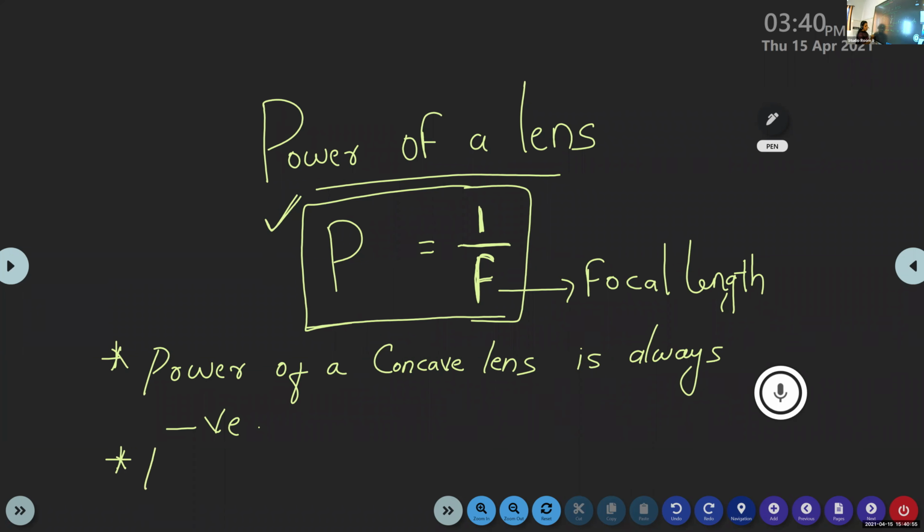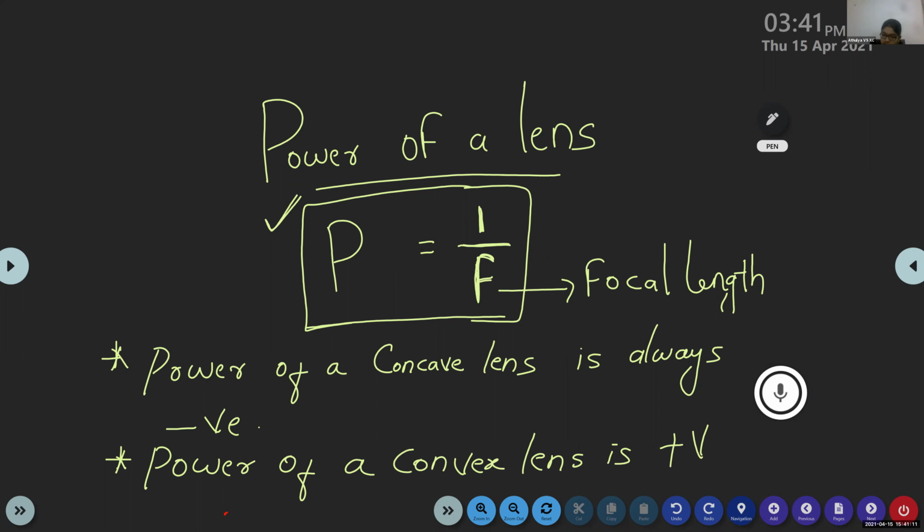Similarly, what about the power of a convex lens? Then what is the power of a convex lens? Power of a convex lens is positive. Very good. So when you study the topic power of lens, you must recollect these points also.